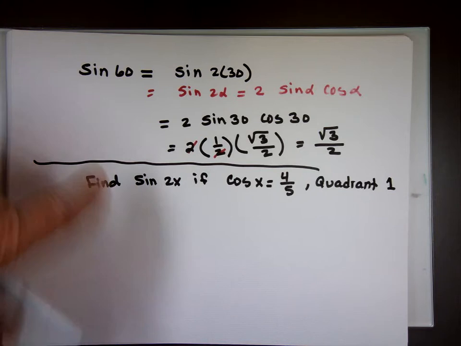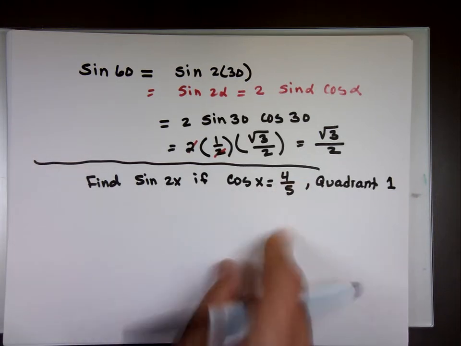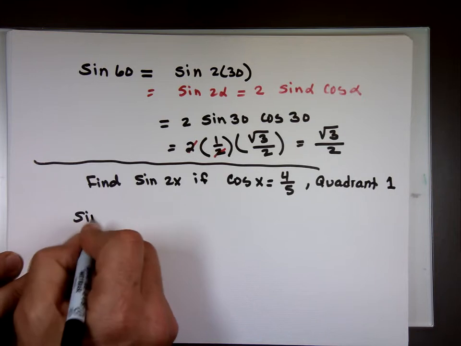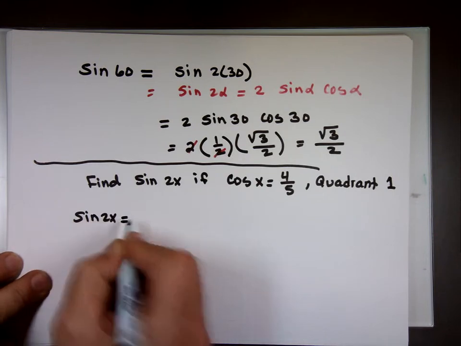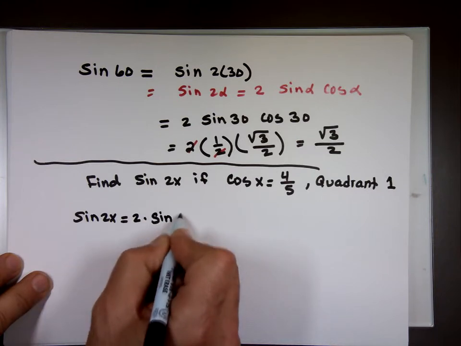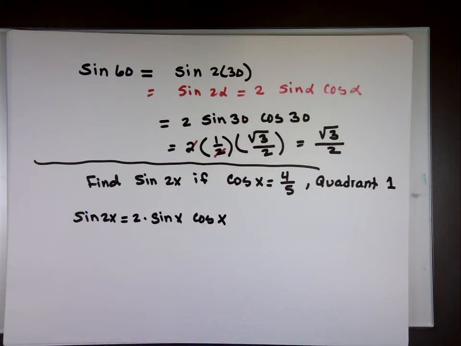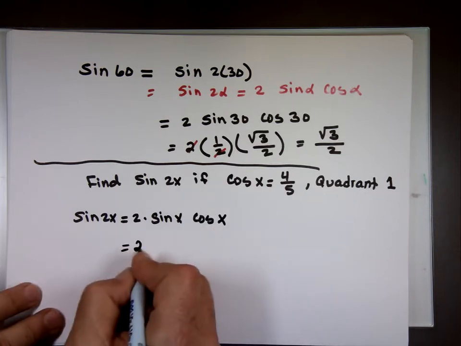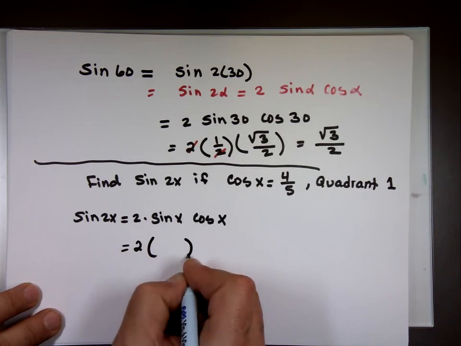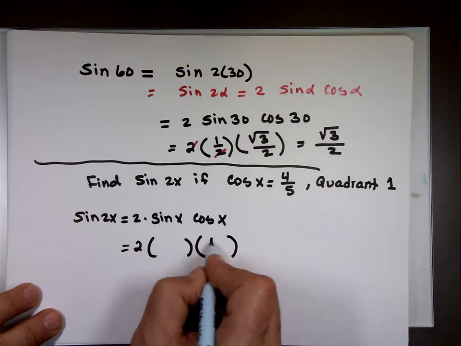I want to find sine 2x. I don't even know what x is. I didn't tell you. I said cosine x equals 4 over 5. Well, what is sine 2x equal to? Sine 2x is 2 sine x cosine x, right? There's the 2. I don't know the sine. What's the cosine? 4 over 5.